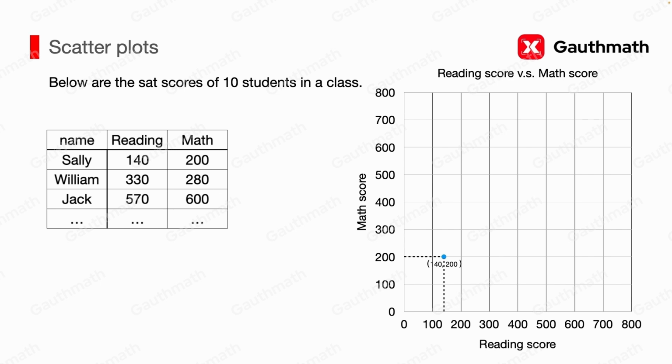And we can do the same thing for William, who has a reading score of 330 and a math score of 280. And if we graph every point onto the scatter plot, we could have something like this.